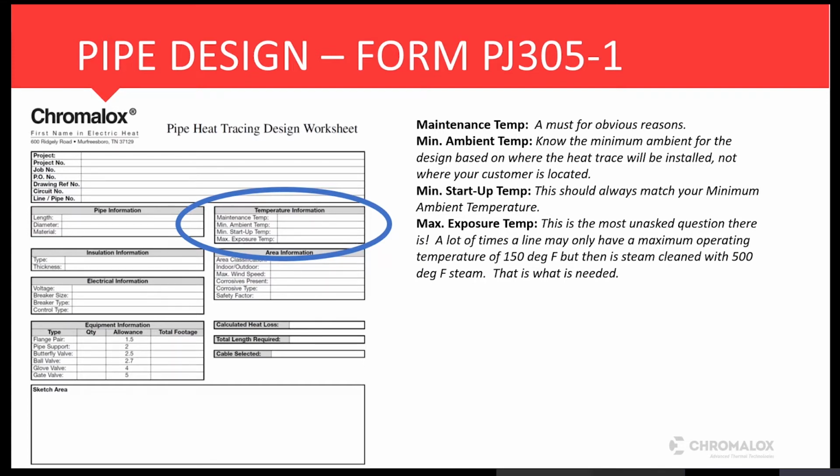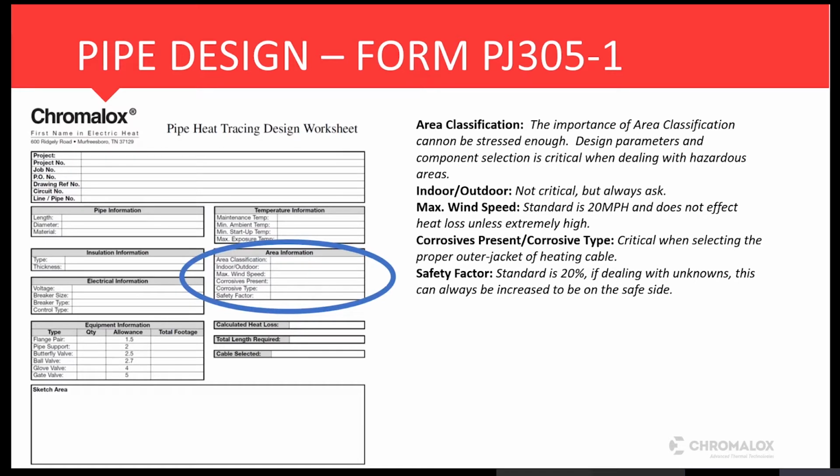Area classification, the importance of it can't be stressed enough. All your design, your component selection, everything changes when you start changing area classification. If you don't know the area classification, we can assume it's a class 1 div 2 possibly, but all that's going to do is raise the cost of things. The majority of our components are already rated class 1 div 2. If you start getting into class 1 div 2 with restricted T ratings or auto ignition rating, temperature ratings, then you're going to run into trouble with sheet temperatures.